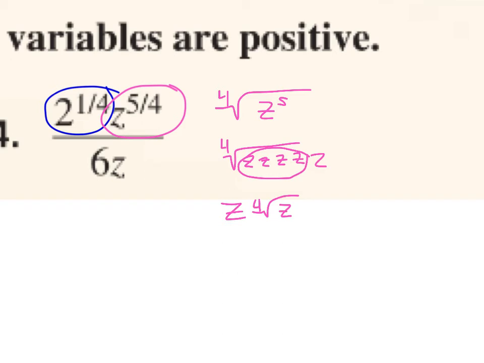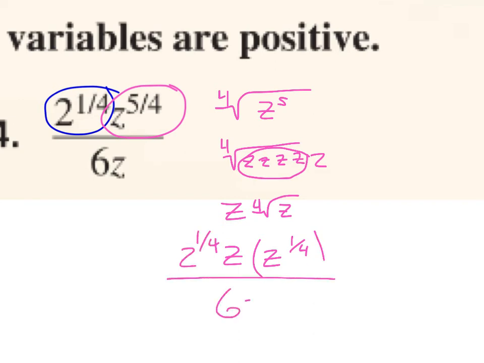Which I can change the 4th root of z to be z to the 1/4. Right? So remember, you can always take your index and just put it back as an exponent, but put it in the denominator. So I have z to the 1/4 times z times 2 to the 1/4 over 6z. Do I have anything that simplifies? Anything that cancels out?